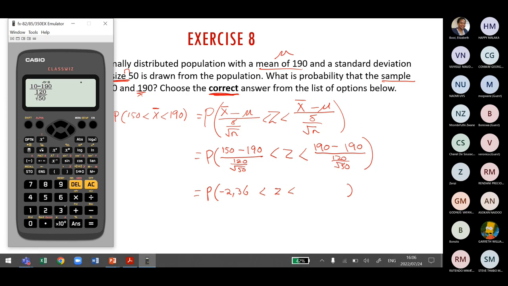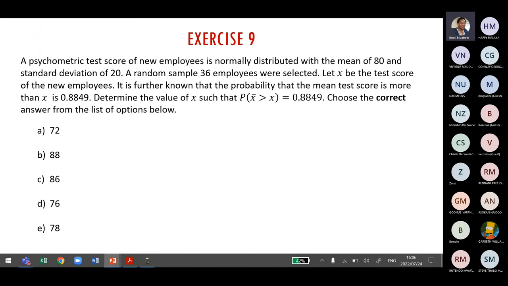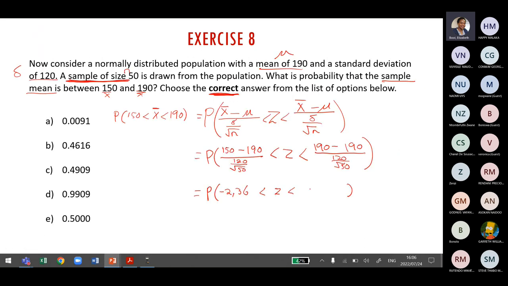Yes. 190. That will be equal to zero, because 190 minus 190 should be equal to zero. And we know that we need to find the probability that Z is less than 0.00, minus the probability that Z is less than minus 2.36.